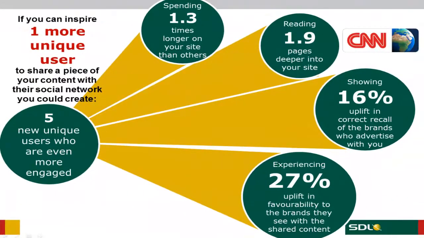And then this is where we get to the key part, really, the power of one. From this research and the strategy that they then developed around an editorial code based on the semiotics that we've just shown you, they found that every 1 additional unique user then brought to their website 5 new unique users who are even more engaged, in that they are spending longer on the website, reading deeper into the website, more click-throughs, staying longer, lower bounce rate.